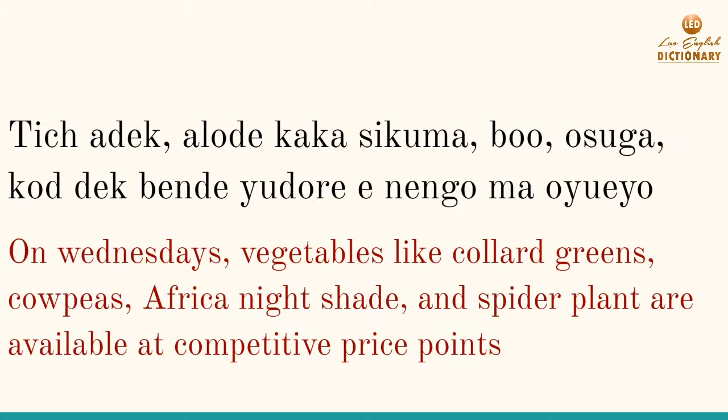And you know, sikuma would be colored greens. If it's not colored greens, then it would be the kale. So maybe someone can help me out, whether it's colored green or kales. And then bo is the cowpeas, that I'm sure. Osuga is the African nightshade. Dek is the spider plant. And moyueyo is at competitive price points. Good. Let's move on.